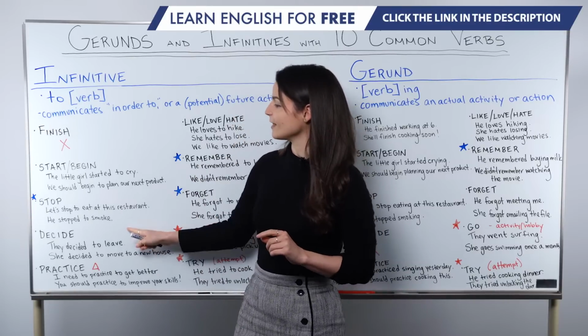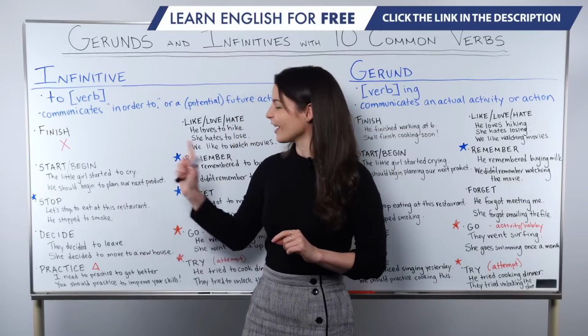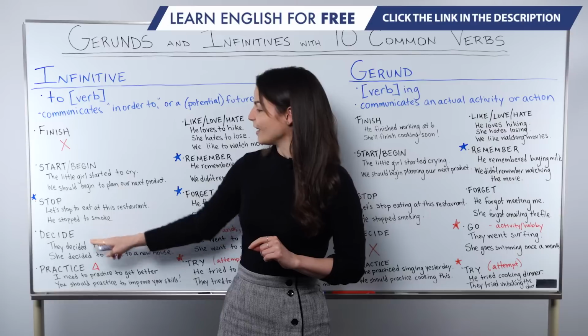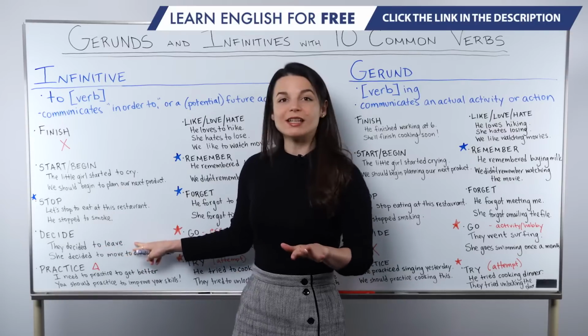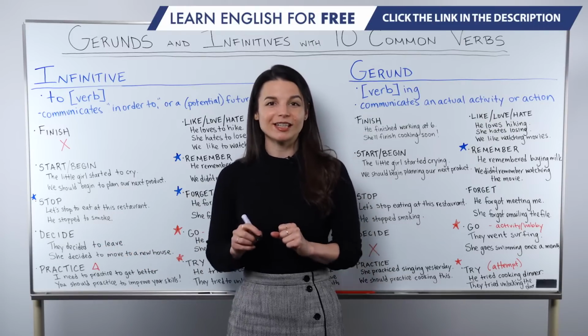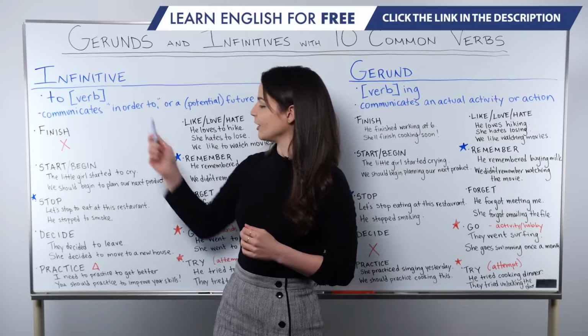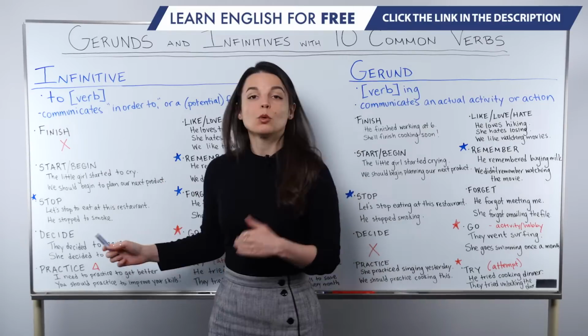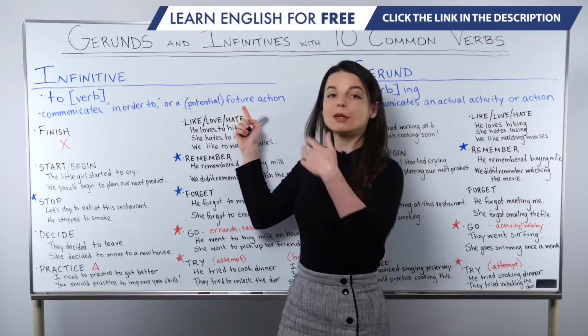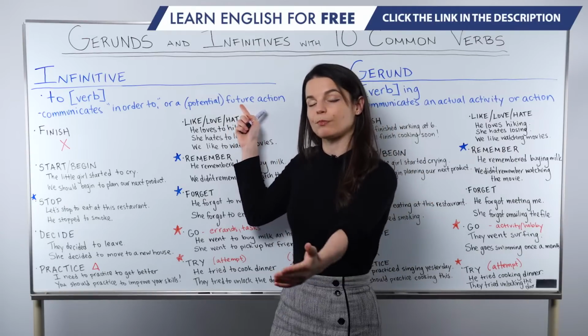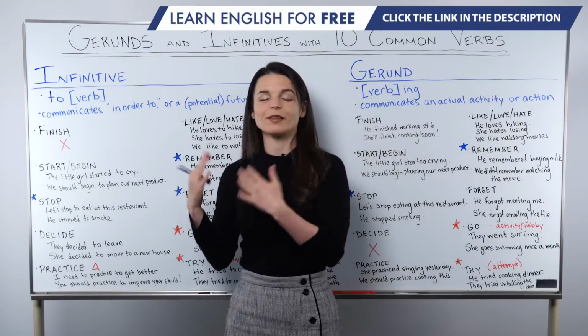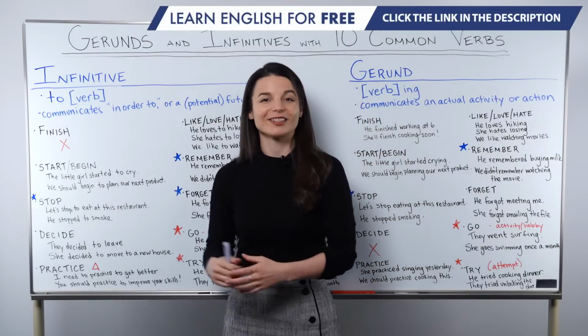The next verb is decide. Let's look at the first example. They decided to leave. So in this situation, we have leave as our infinitive verb. And in this case, we're communicating some upcoming action. There's a future action. They decided to leave. So that sounds like they are going to leave very soon.